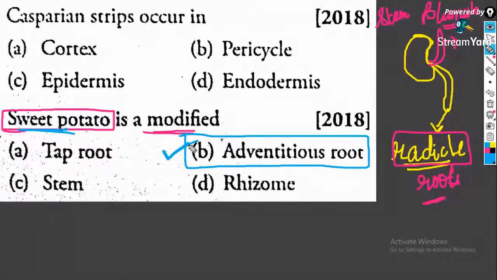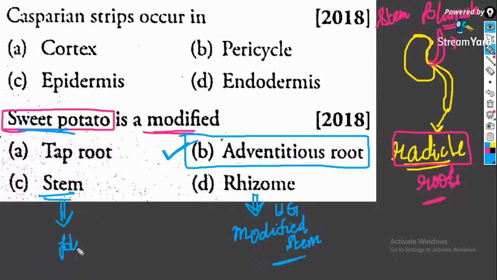What are rhizomes actually? Ginger, you studied about rhizome. Banana, you studied about rhizome. They are underground modified stems. Rhizome is actually not a root, it is an underground modified stem. The stem originates from the part called plumule, and the taproot originates from the part called radical. So sweet potato is a modified adventitious root which is concerned with the function of storage of food.